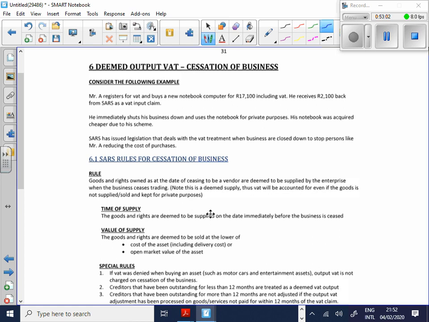Is that all right? So essentially what's going to happen here, guys, is you're going to be deemed to sell all your assets, and you're going to need to account for VAT on whatever's sitting inside your balance sheet at that point in time, if that makes sense. Now, the value of supply here, guys, it says lower of cost or open market value. So for cessation of business, it's on lower of cost or open market value.